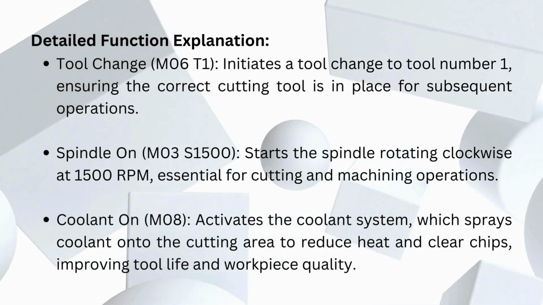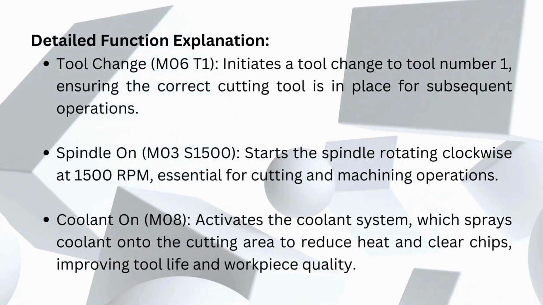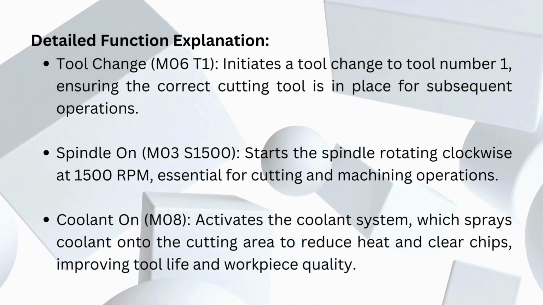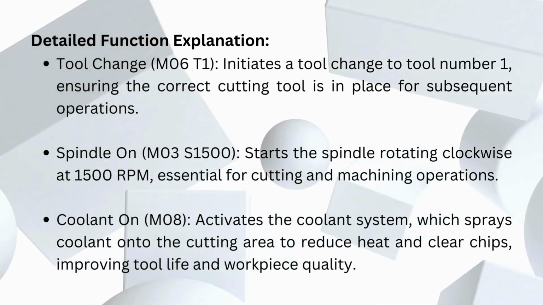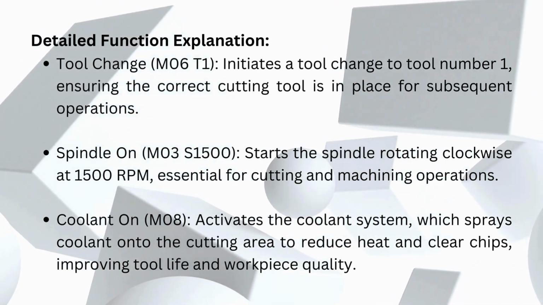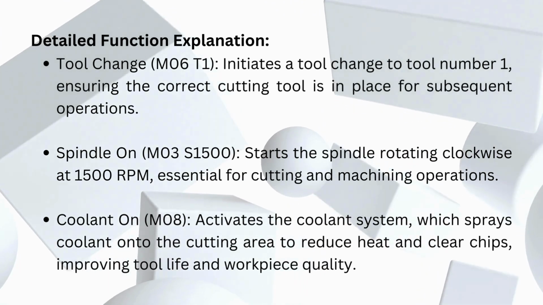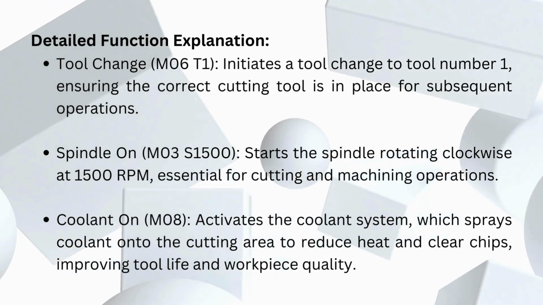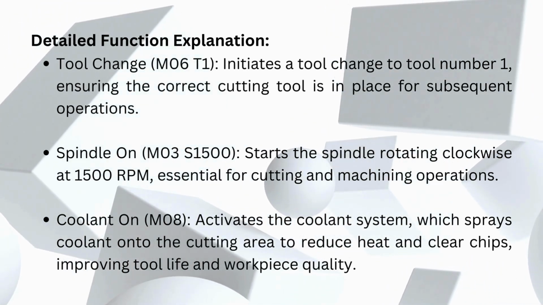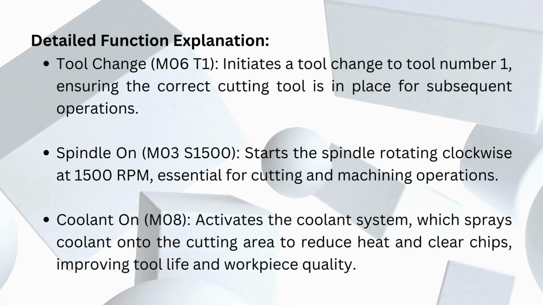Detailed function explanation. Tool change. M06 T1 initiates the tool change to tool number 1, ensuring the correct cutting tool is in place for subsequent operations. Spindle on. M03 S1500 starts the spindle rotating clockwise at 1500 RPM, essential for cutting and machining operations.